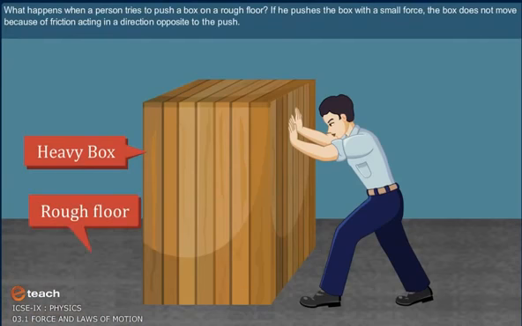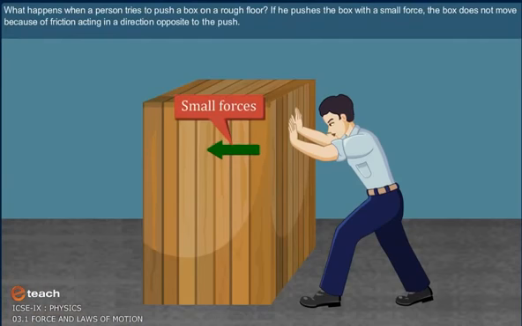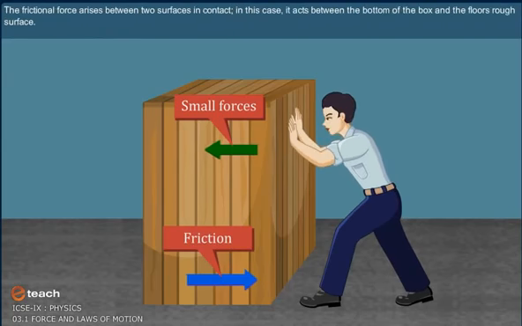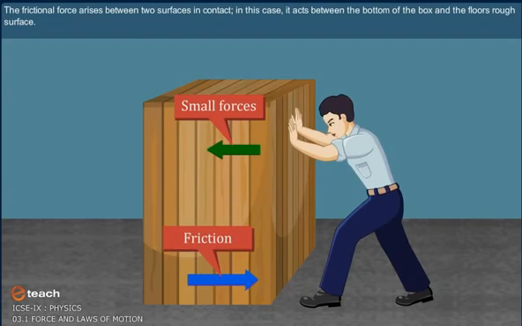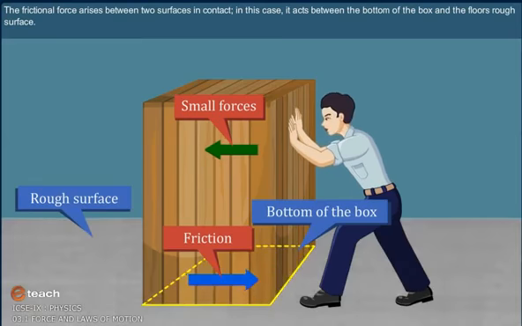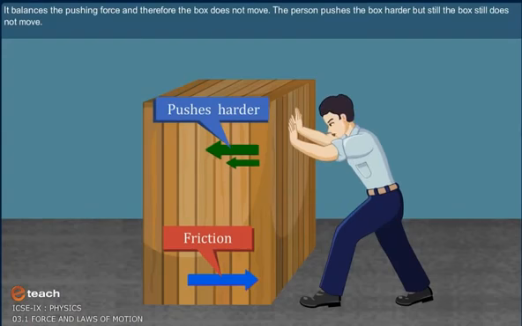What happens when a person tries to push a box on a rough floor? If he pushes the box with a small force, the box does not move because of friction acting in the direction opposite to the push. This friction force arises between two surfaces in contact, in this case, between the bottom of the box and the floor's rough surface. It balances the pushing force and therefore the box does not move.